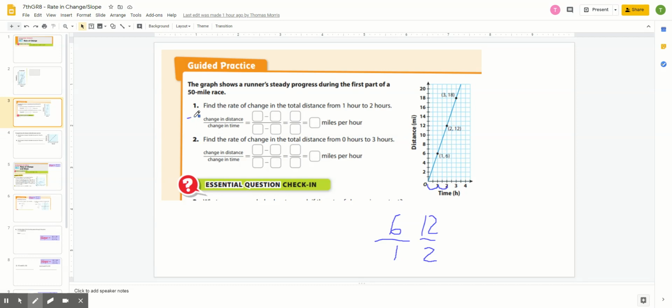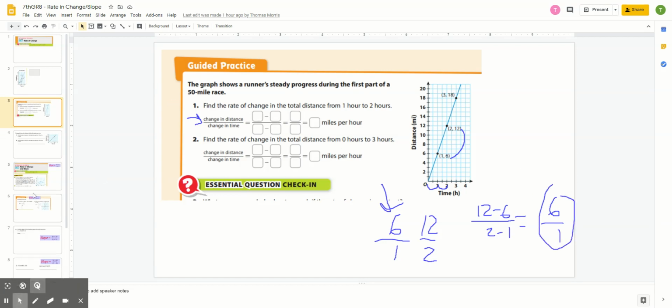All right, so you can see our formula here is a change in distance over a change in time, and we can then calculate it going backwards as well. We have a change in distance. We went from 12 to 6, and we went from 2 to 1 on the bottom. So our answer would be 6 on the top, 1 on the bottom. That matches what we started with. That means the rate of change is 6 miles an hour. So that's the first part of the lesson.